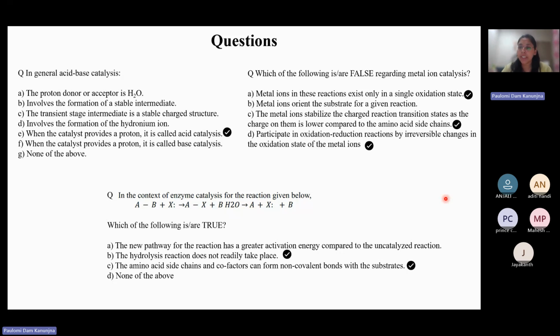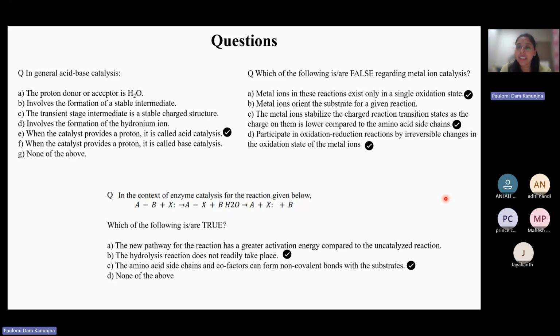Okay, moving ahead. Next is metal ion catalysis, where the enzymes facilitate the reaction via metal ions. If it says metal ions in this reaction exist only in a single oxidation state, that is not correct. They can exist in multiple oxidation states as well. For them to take part in redox reactions, the whole idea of a redox reaction is that they can exist in multiple oxidation states. So this is false.